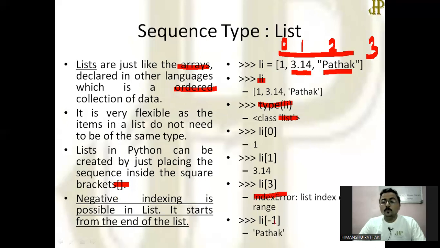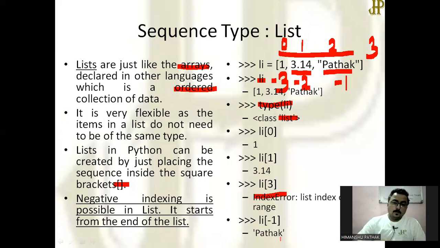As I already told you, negative indexing is also possible. So if you go through from -1, Pathak will be on the position of -1, 3.4 is on the position of -2, and 1 is located in position -3. So if li of -1, then Pathak will be printed.